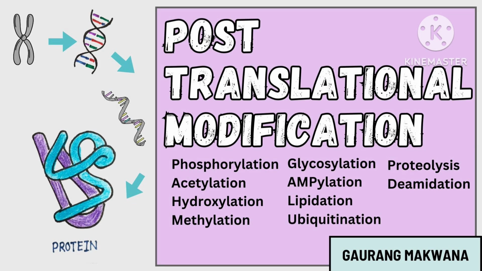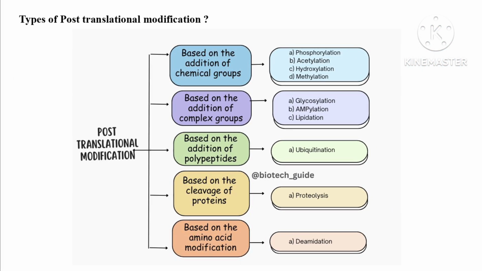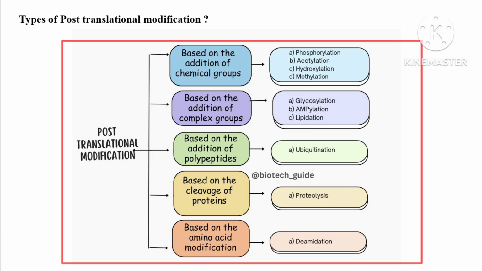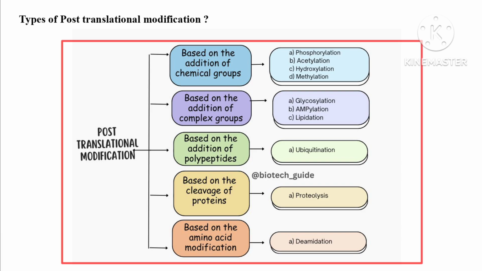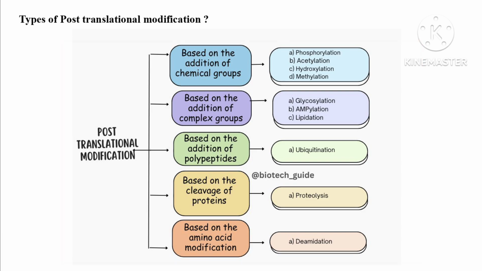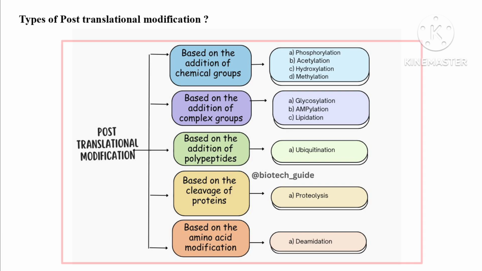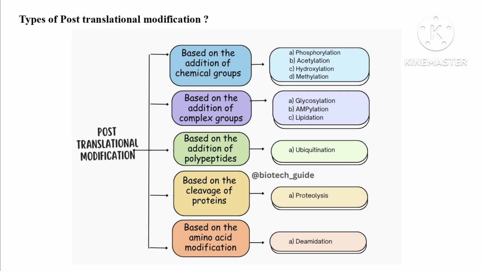In this video lecture, we are going to discuss post-translation modification, where we will discuss the 5 main important types of post-translation modification based on addition of a chemical group, addition of a complex group, addition of polypeptides, cleavage of a protein, and modification of amino acid. Then also at the end, we are going to briefly cover all these post-translation modifications and their functions.